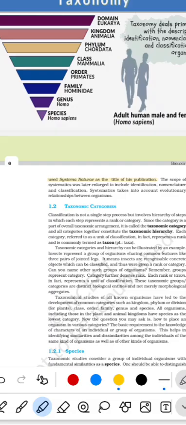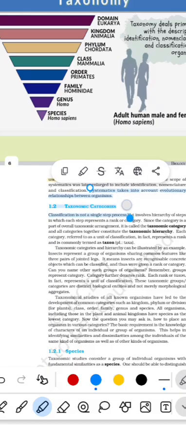The difference between taxonomy and systematics is so little. Taxonomy just classifies one animal into species, genus, family, order, class, phylum, kingdom, and domain. But systematics takes into account the evolutionary relationship between organisms. So this is another important point. You may underline this.